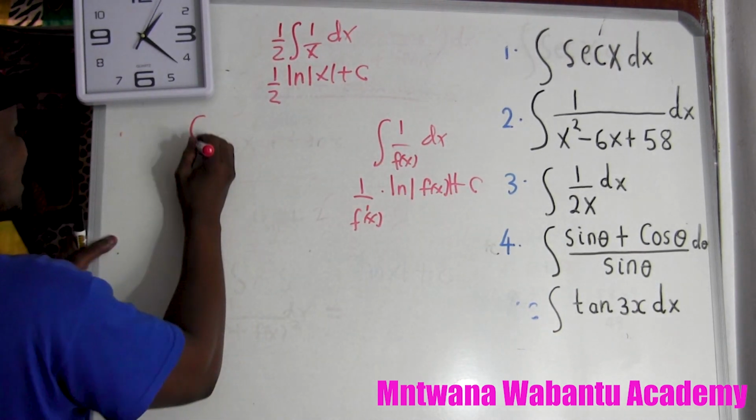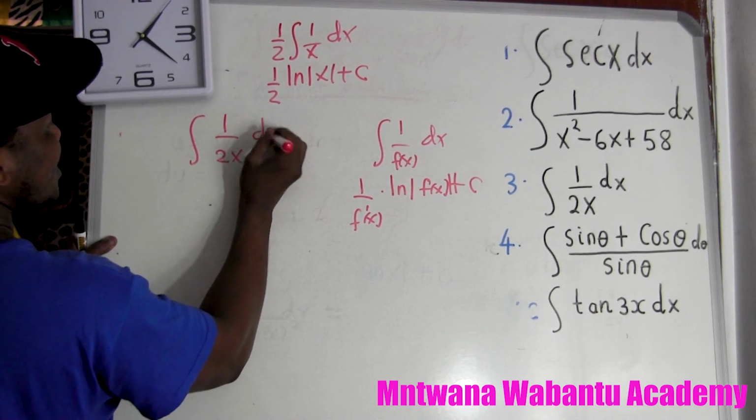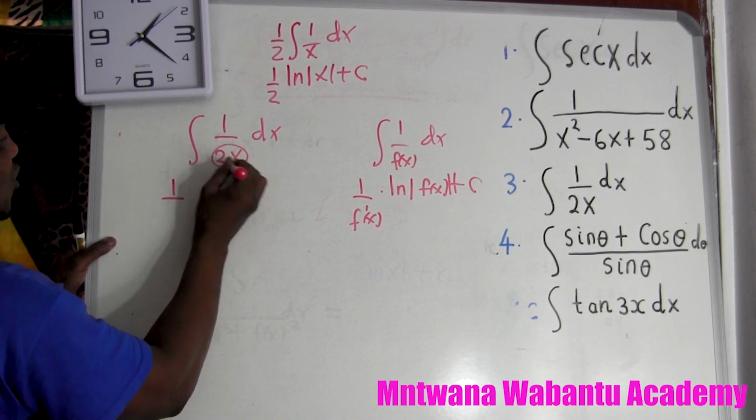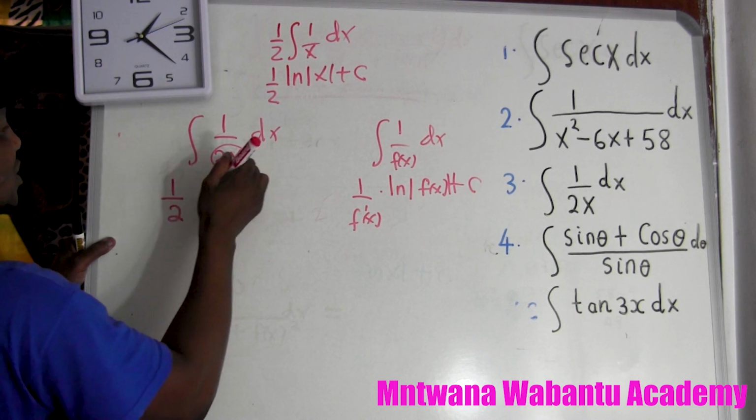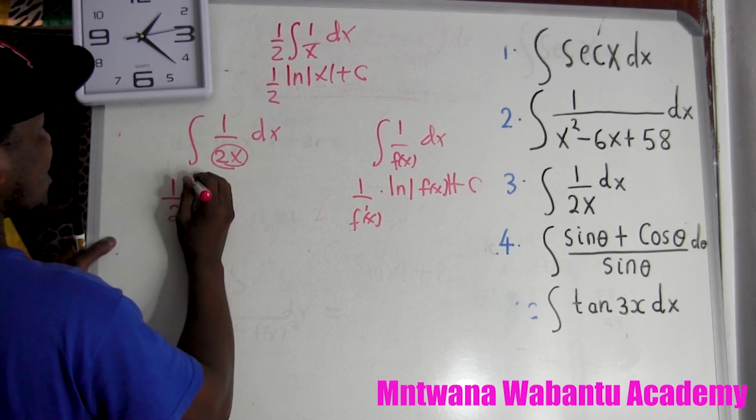Or I could have just taken it how it was before and said 1 over the derivative of your function, which is going to give you 2, and then when you derivate, you're going to say ln.